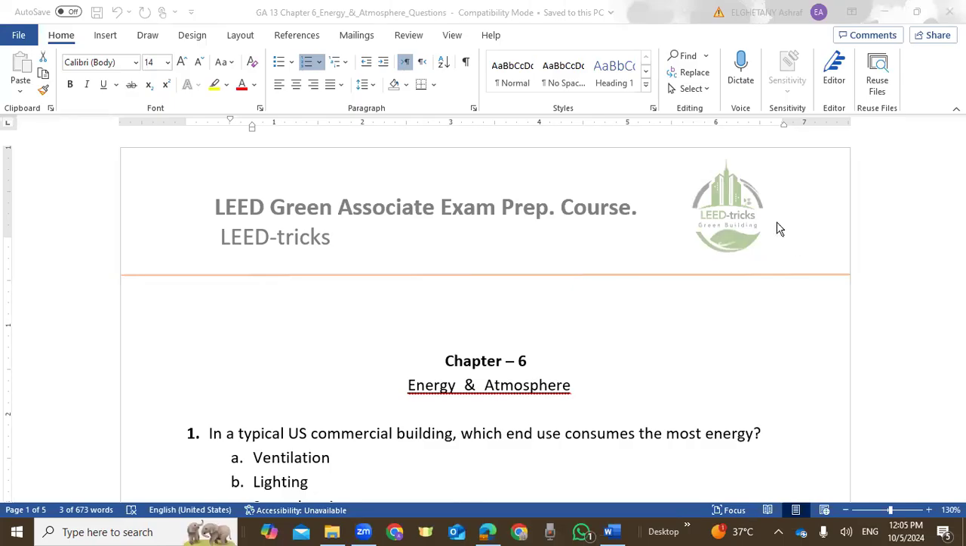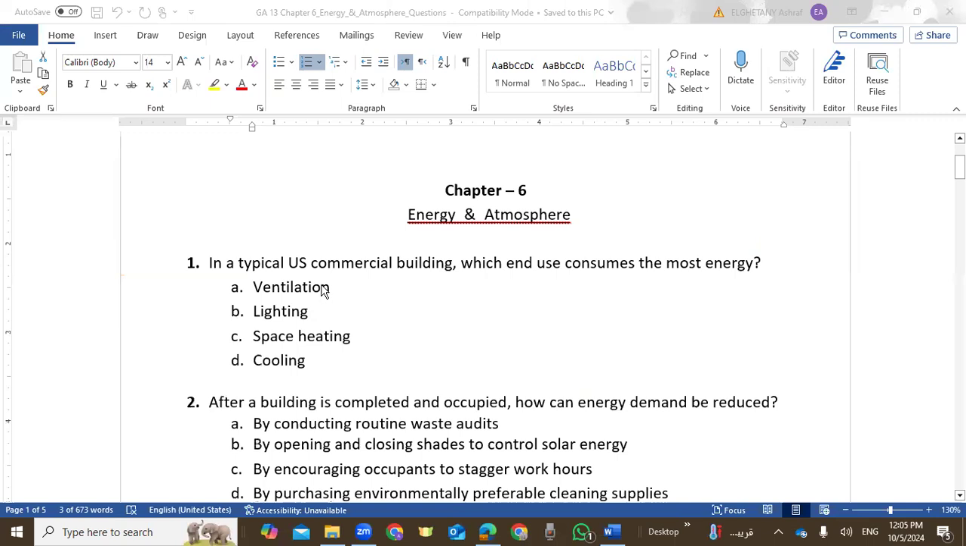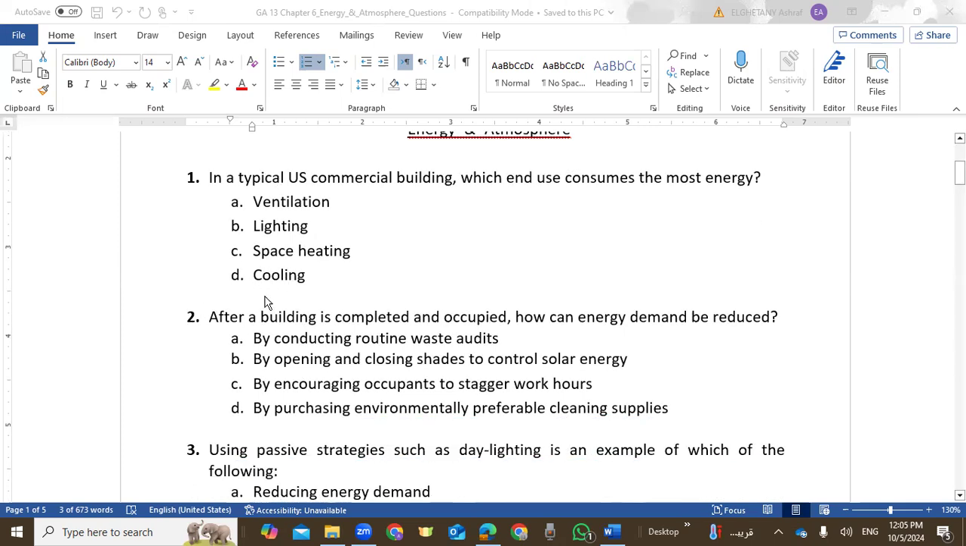These are the questions again, chapter 6, energy and atmosphere. In the typical United States commercial building, which end use consumes the most energy? I mean inside the buildings, what consumes more? It is measured in the US. So he said in the US it is space heating, but in our country it would be the cooling, for example. But he says here in the US, so space heating.